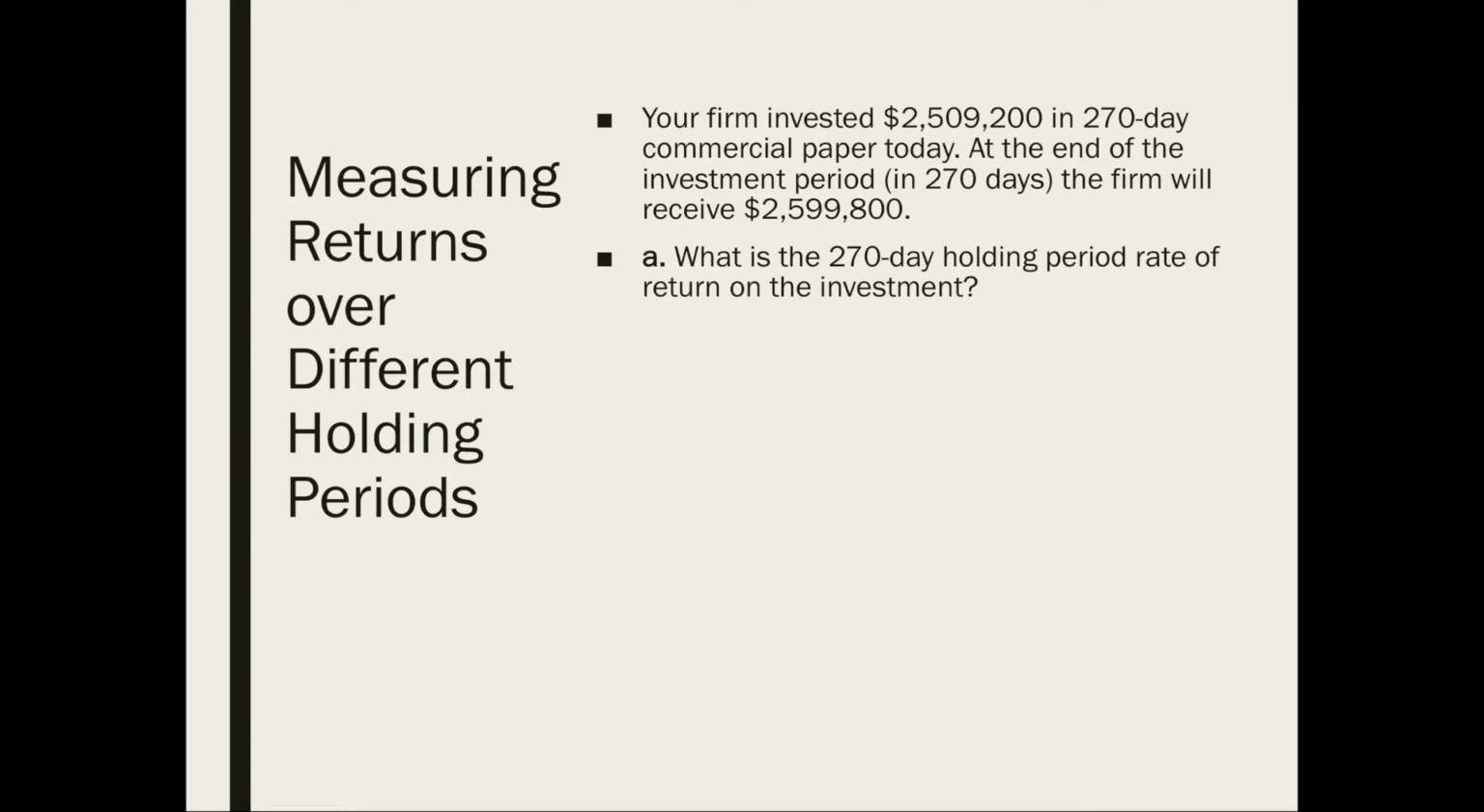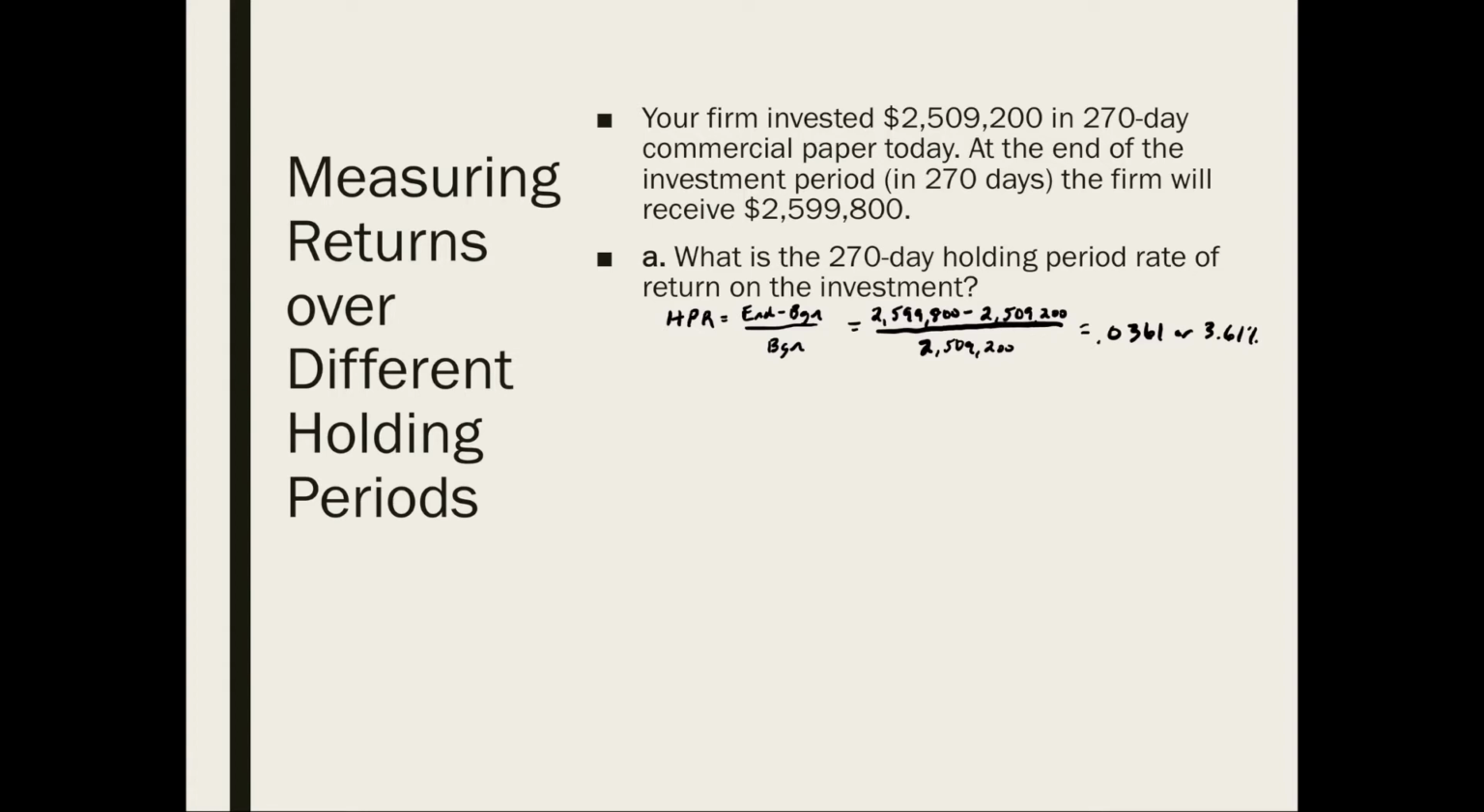Now, with this particular example, there's no interest being charged, or no interest being accumulated, I should say. So our holding period return is simply the ending price minus the beginning price divided by the beginning price. So rather straightforward in our calculations here. The ending price is $2,599,800 minus the beginning price of $2,509,200, and we divide it by the $2,509,200, and we get a holding period return of 0.0361 or 3.61%. So over this 270-day period, our return is 3.61%.